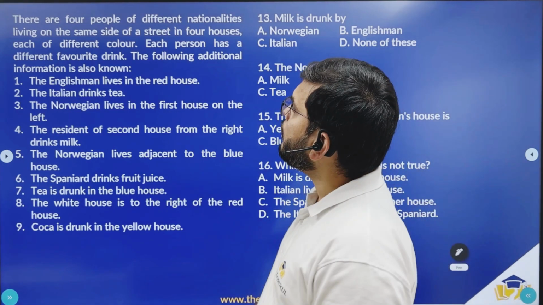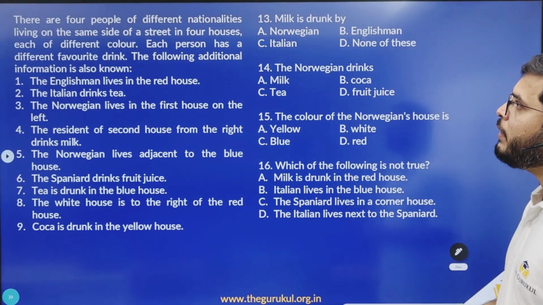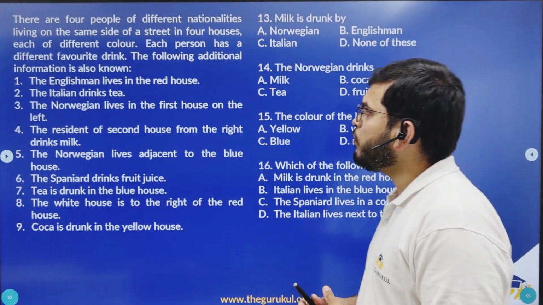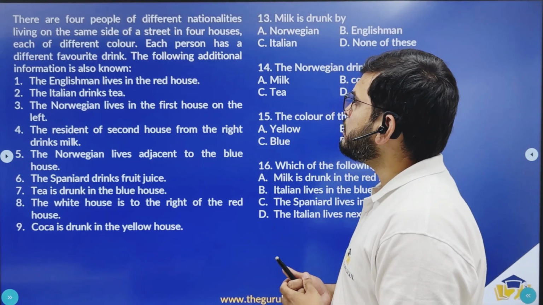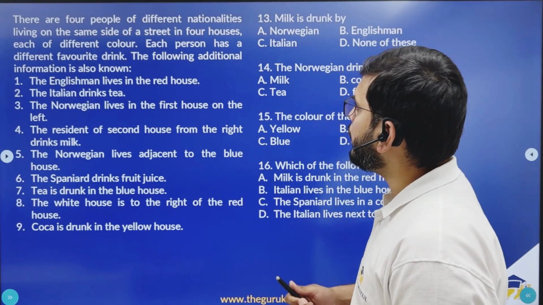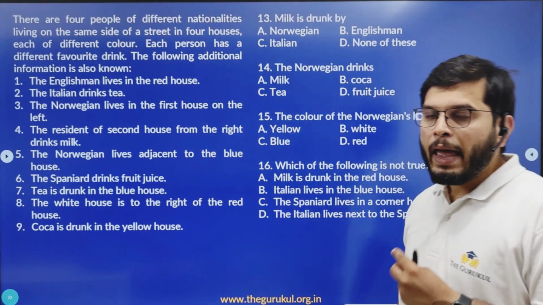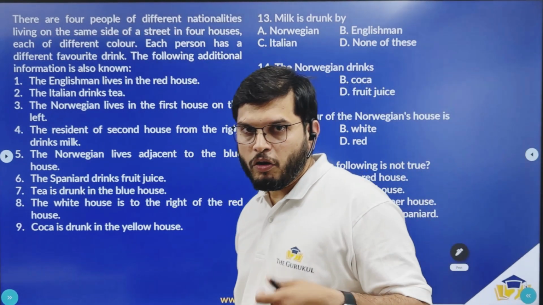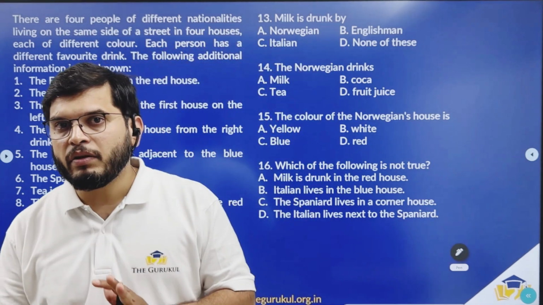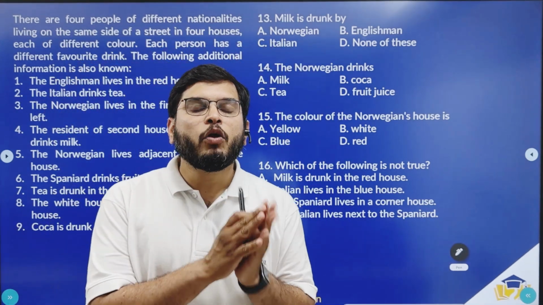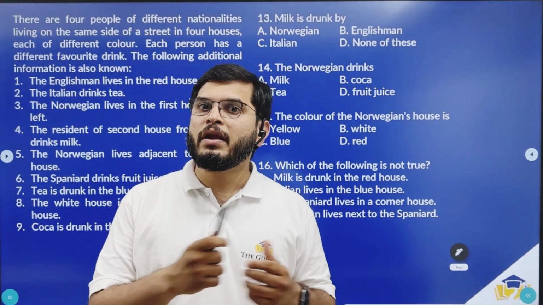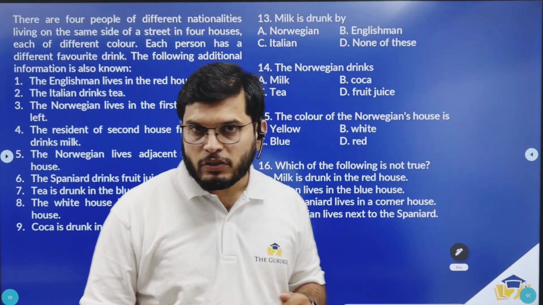Now coming to the next set, there are four people of different nationalities living on the same side of the street in four houses, each of different color. Each person has a different favorite drink, and the following additional information is also known. Right, so we are given 9 statements, and as discussed in the previous video, the concept video of puzzles, whenever there is a possibility of arrangements, don't use the ticks and cross method. So consider this to be a question from arrangements only.